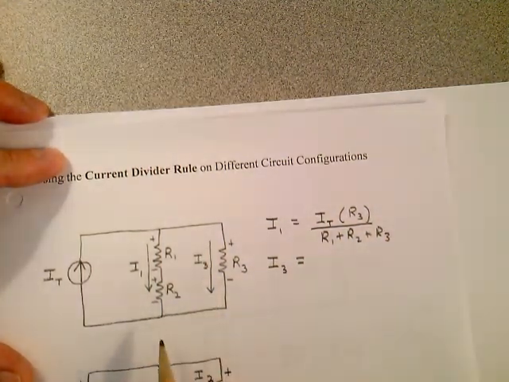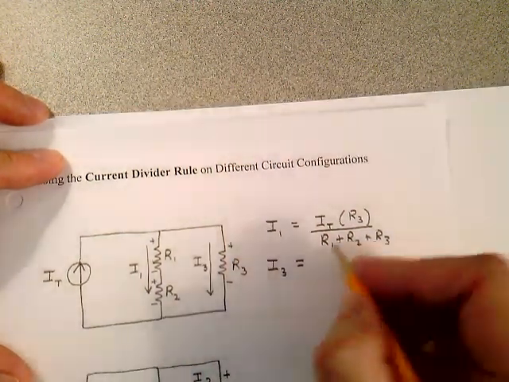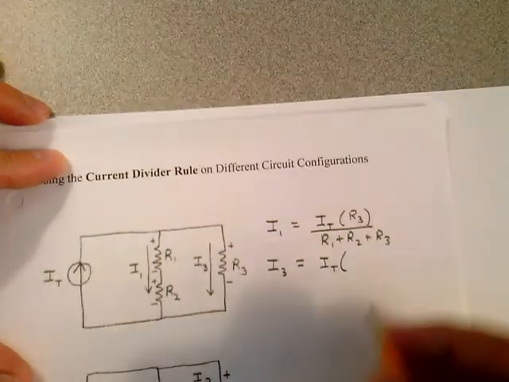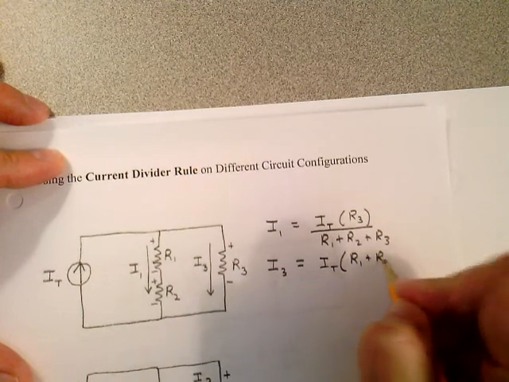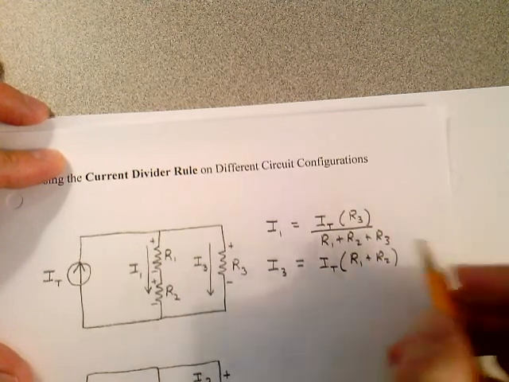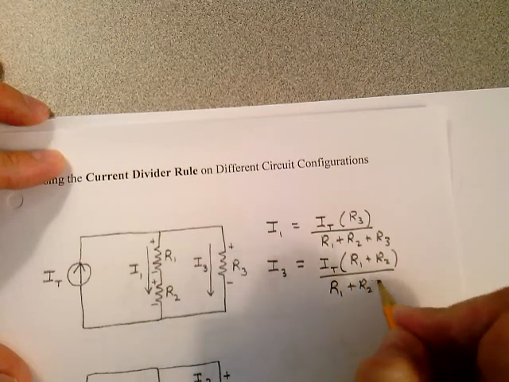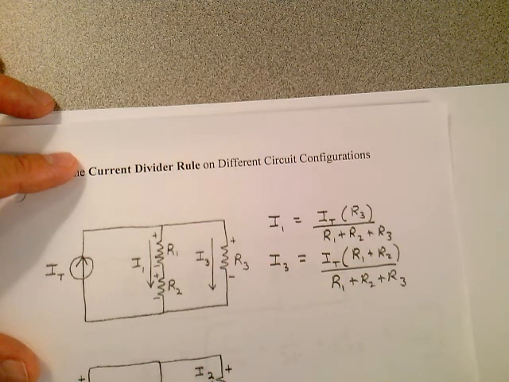What about I3? Well, I3 is equal to the total current, IT, times the opposite resistance, which in this case is R1 plus R2, divided by the sum of all the resistances, R1 plus R2 plus R3. That's the current divider rule.